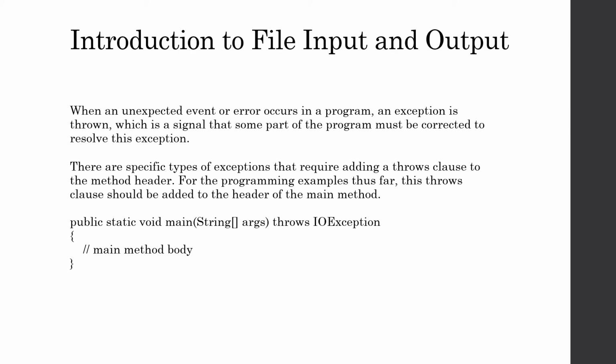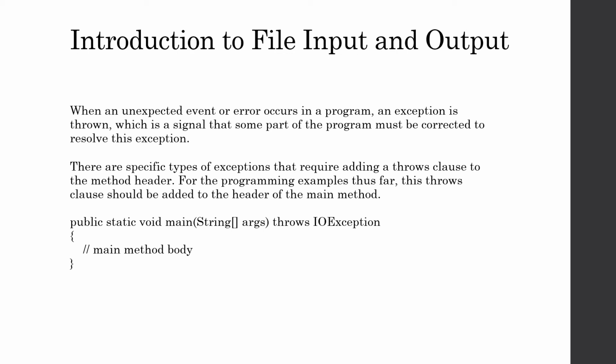Maybe when we're trying to read from or write to the file, there's some kind of compatibility issue you have to take into consideration. So there's a couple of different things that may not necessarily be the fault of the program itself, but could have something to do with the connection to the file. In this particular case, there are going to be specific types of exceptions that require adding a throws clause to the method header. So this IO exception that we're going to be taking a look at is an example of that.